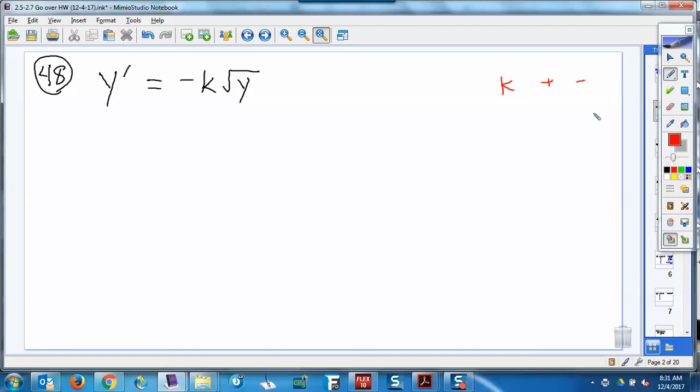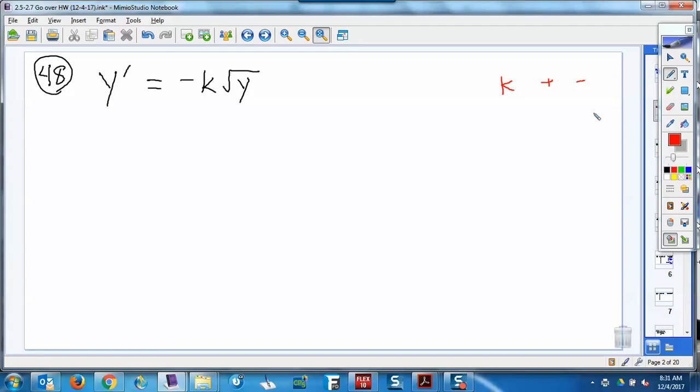Sam? Okay? What's y? Positive or negative? Positive, right? Square root of positive? Positive, right? What's y prime? Y is decreasing, so what's Y prime? So this side's negative, right? This thing right here is positive. What's K got to be?